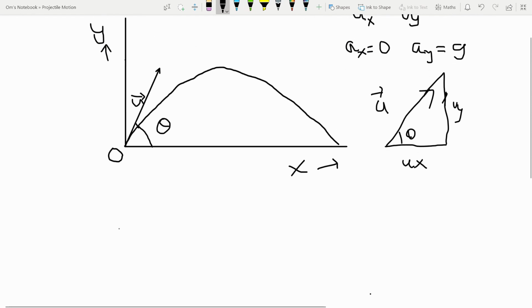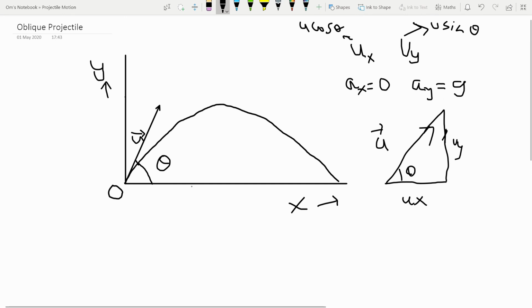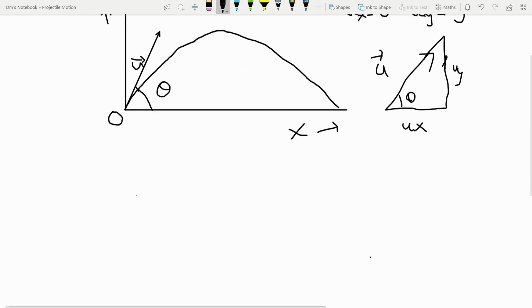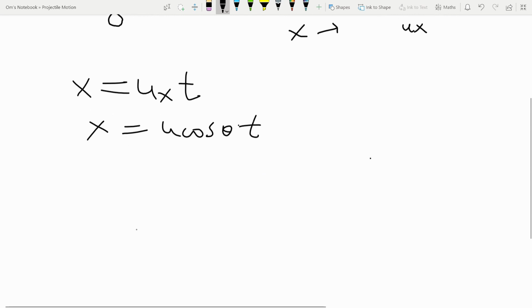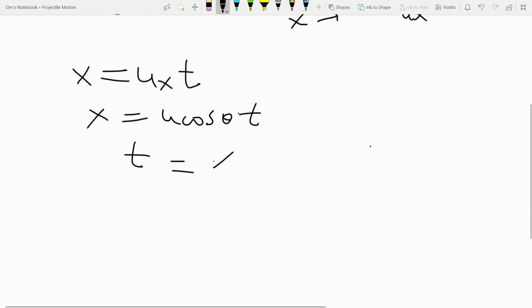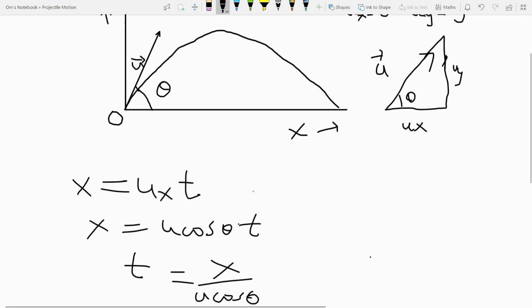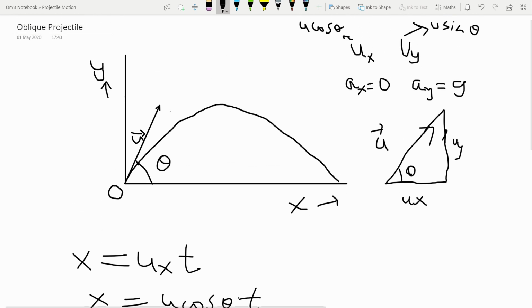Alright, so I know that there is no acceleration in the horizontal direction, so that might be a convenient place to start. So I can write that the distance in the x direction, that is any arbitrary distance x, can be written as ux into t. Alright, and this is for any time t till the time of flight. So I can further write this as x is equal to u cos theta t. Therefore t would actually be equal to x by u cos theta.